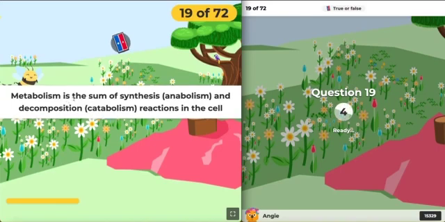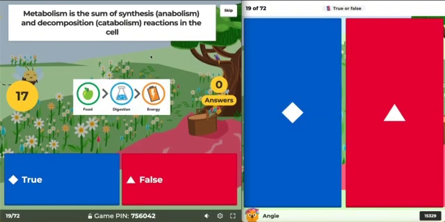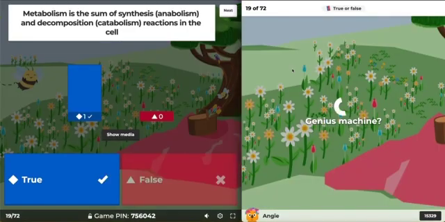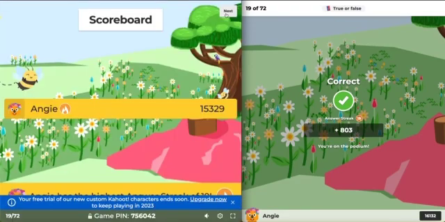True or false? Metabolism is the sum of synthesis, anabolism, and decomposition is catabolism. So this is true. Like I told you in the beginning from our last Kahoot, metabolism is synthesis and decomposition. So it's anabolism and catabolism, breaking apart and putting together molecules.